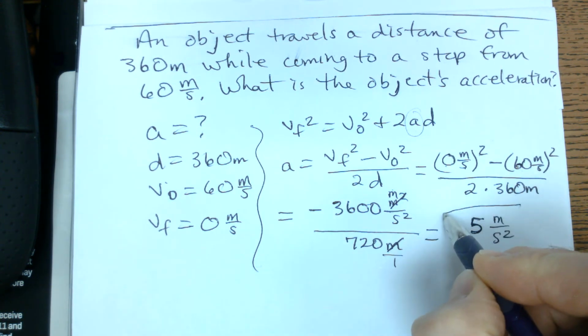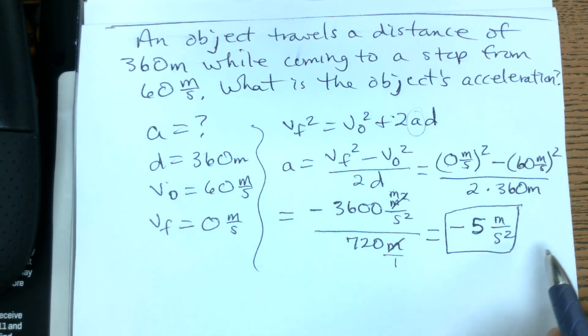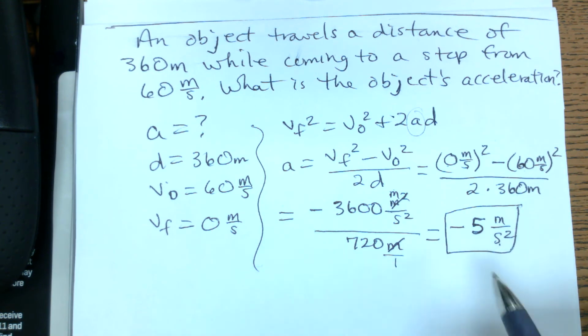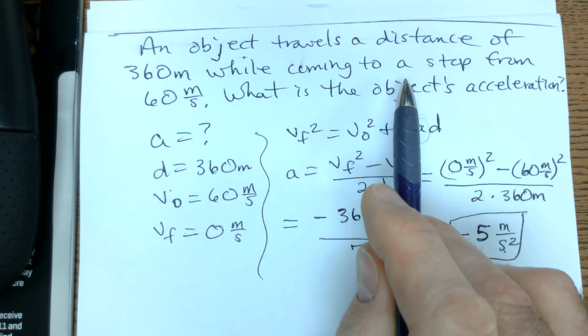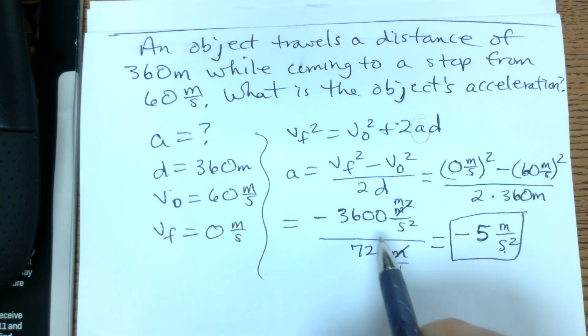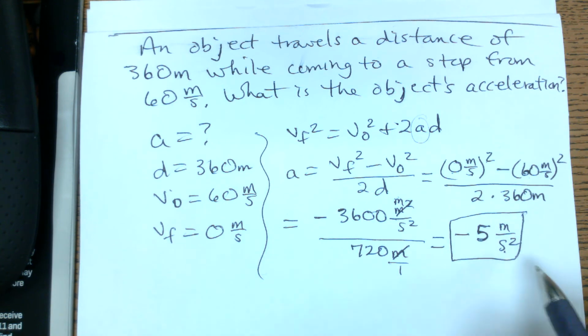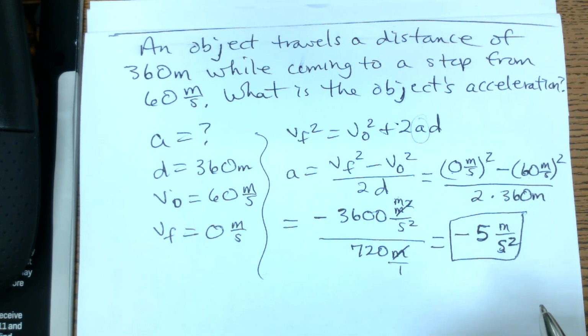And then I have 2 checks on this problem. One is I'm asked to find an acceleration, and my units come out in meters per second squared with the proper unit cancellation. So that's one check that I have here. And then this object is coming to a stop, which means it's slowing down, which means it should have a negative acceleration. And when we do the math here, we do indeed end up with a negative. So this object had an acceleration of negative 5 meters per second squared.